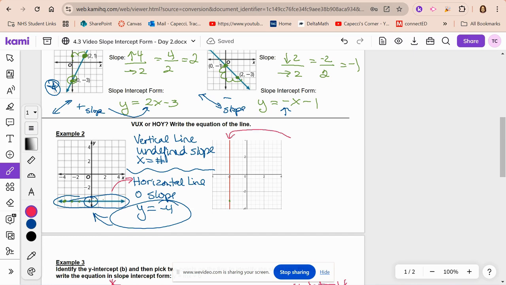Here we have a vertical line. So we know that's a Vux. So again, you've got to be careful. You can see these are kind of spread out a little bit. So our x value, right? X is equal to a number is going to be equal to -2. So x is equal to -2. All the points on that line have an x value of -2.